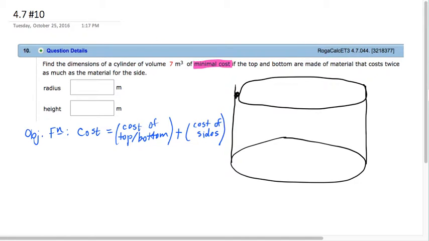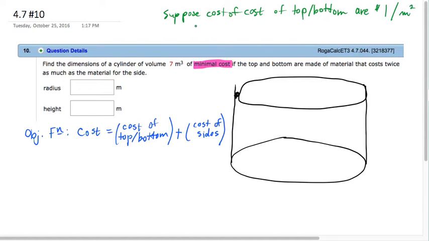Okay, so for simple purposes, we're going to suppose that the cost of the top and bottom are $1. You don't have to put a number on it. You could give it a variable. I think it just adds to the complexity, though, unnecessarily. So we're going to suppose that the cost of the top and bottom are $1 per meter squared. So the cost of the sides is $2 per meter squared.